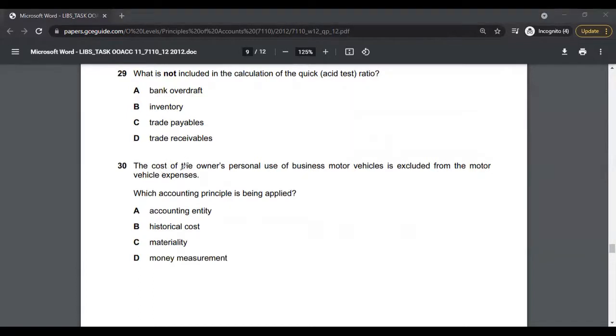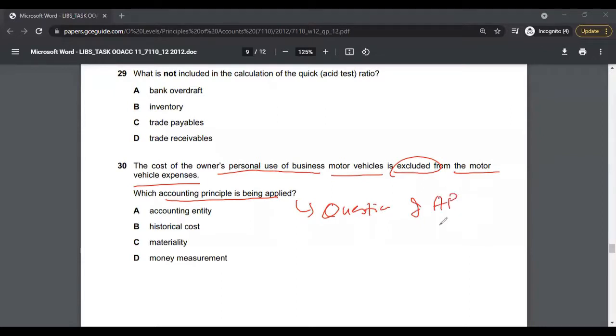Multiple choice 30, the cost of owner's personal use of business motor vehicle is excluded from the motor vehicle's expenses. Which accounting principle is being applied? Again, a question on accounting principles. So knowing accounting principles is important. There is always going to be a question on that. So if you just read through the options and if you know the concepts of accounting principles, the answer to multiple choice 30 is option A, accounting entity.